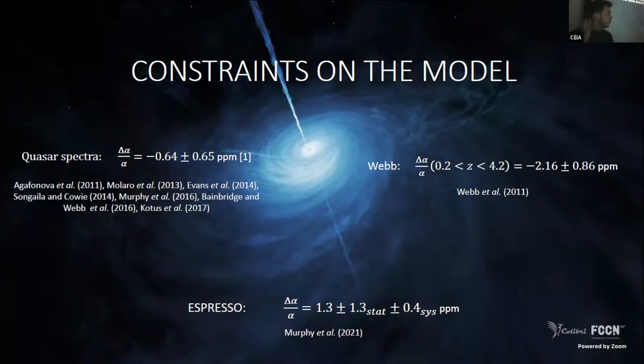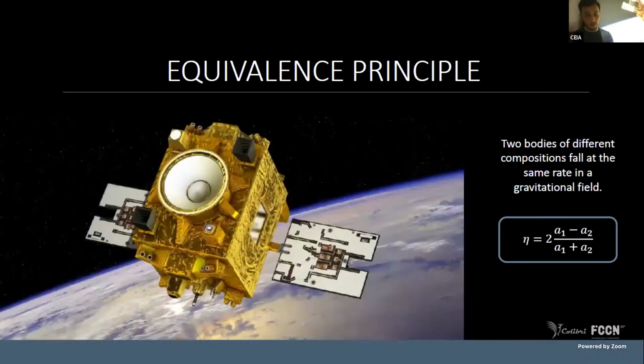Now I just want you to have a sort of idea of how we constrain these models, what data we use. I don't want to get into too much detail, but basically to constrain variations of alpha, we use spectra from quasars. I don't know if you've heard what they are. It's just quasi-stellar objects. So they are very, very bright objects in the center of galaxies.